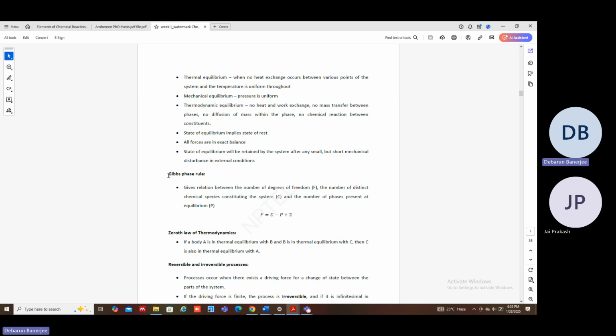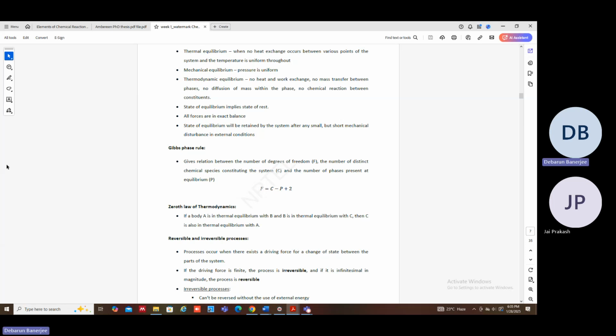If we have the Gibbs phase rule, it gives the relation between the number of degrees of freedom, the distinct chemical species constituting the system, and the number of phases present at equilibrium. So it's governed by this rule called the Gibbs phase rule: F equals C minus P plus 2.